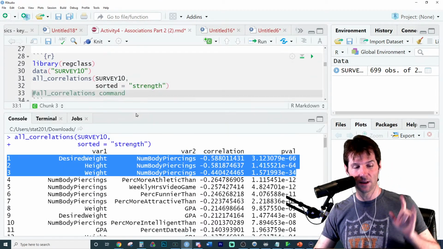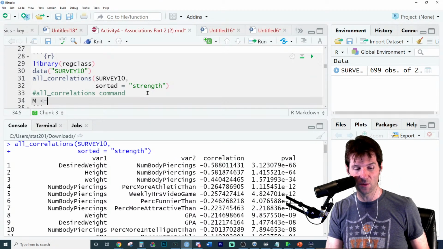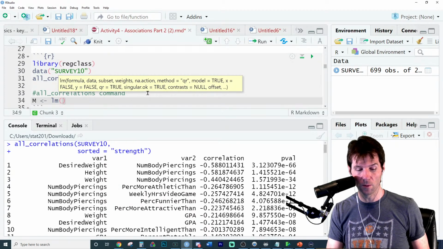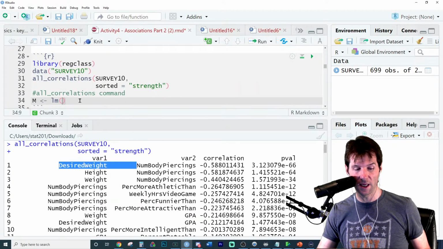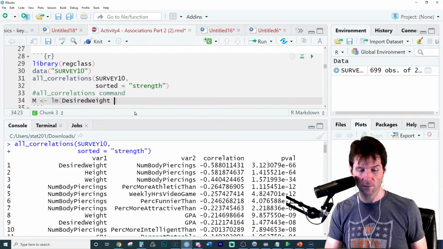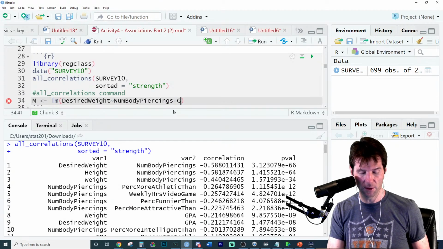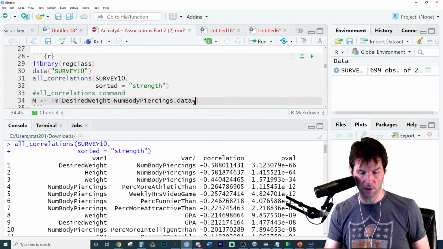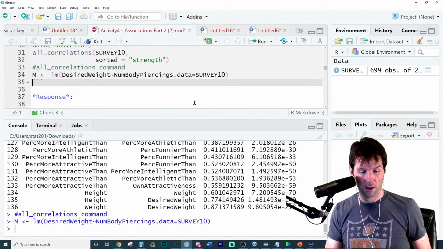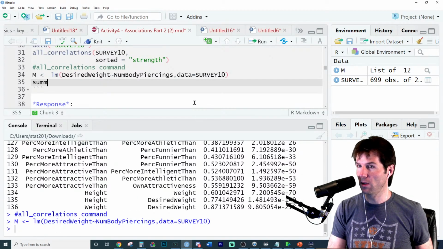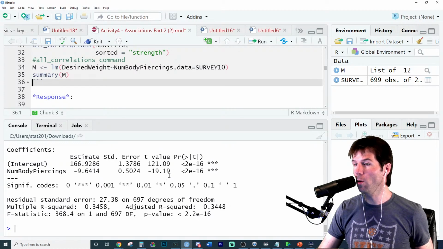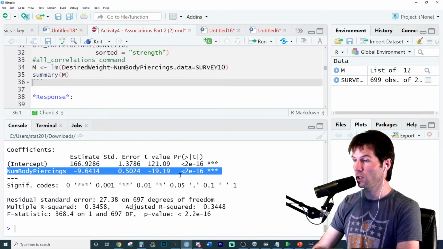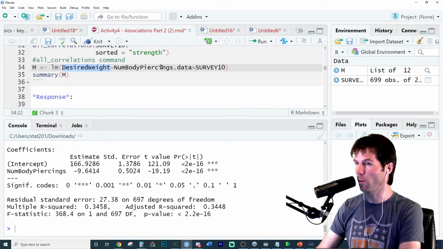And just in case anyone's wondering, we can show this mathematically. We want to explain how much somebody wants to weigh, and this is how statistics would look at it. We're going to use how many body piercings they have first. This is the one variable model, y tilde x comma data equals. And so this is what we do in statistics: we look at this and say, oh, look, there's a statistically significant relationship between people's body piercings and how much they want to weigh.